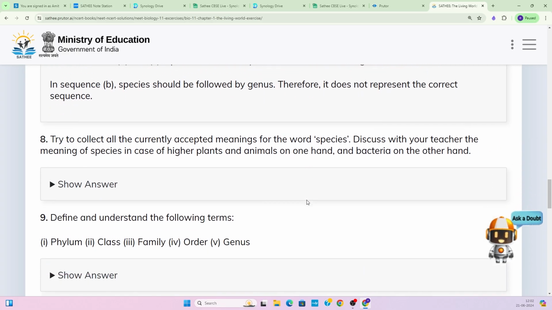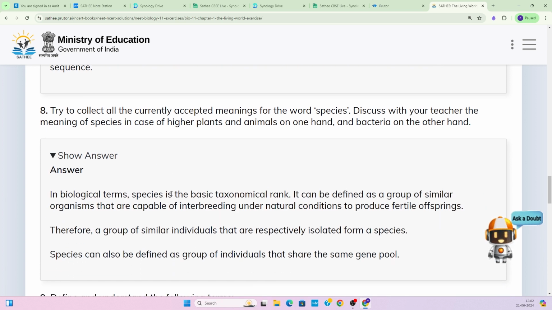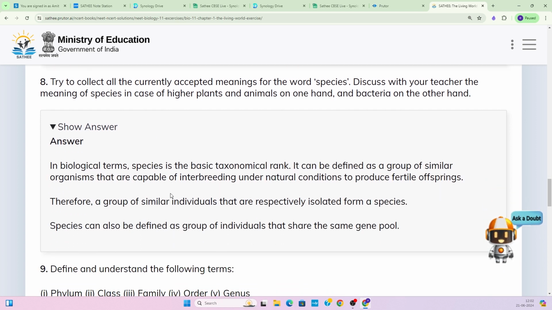Okay, moving to our next question. Try to collect the correct accepted meaning for the word species. What is the meaning of the word species actually? Discuss with your teacher the meaning of a species in the case of higher plants and animals on one hand, and bacteria on the other hand. So you have to know about the species of animals, plants, and also microorganisms. Here the example is taken as a bacteria.